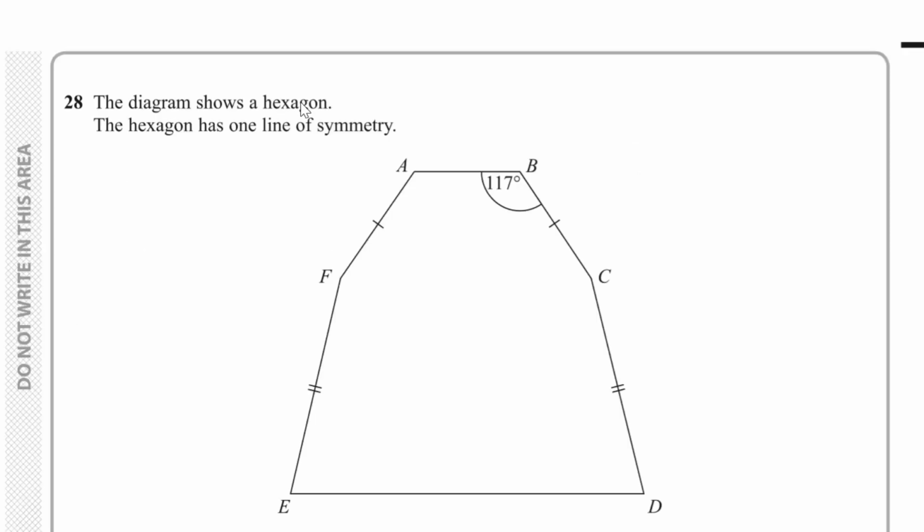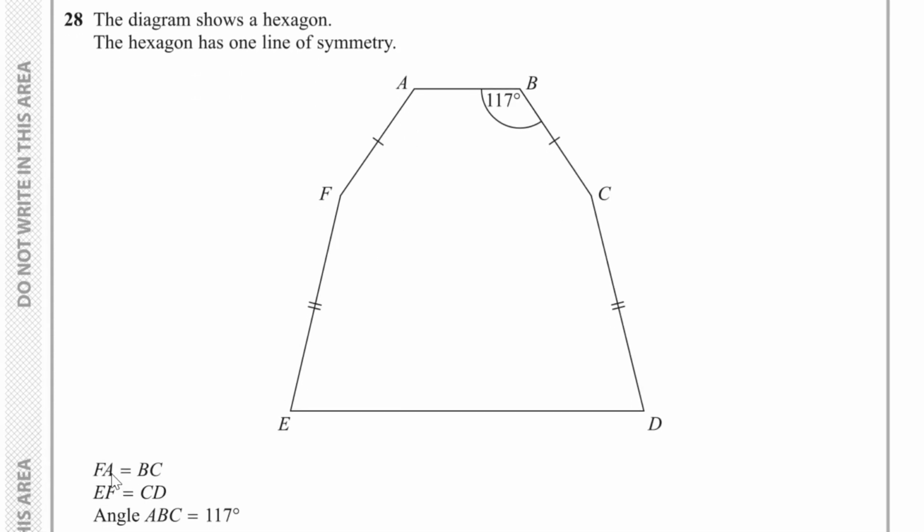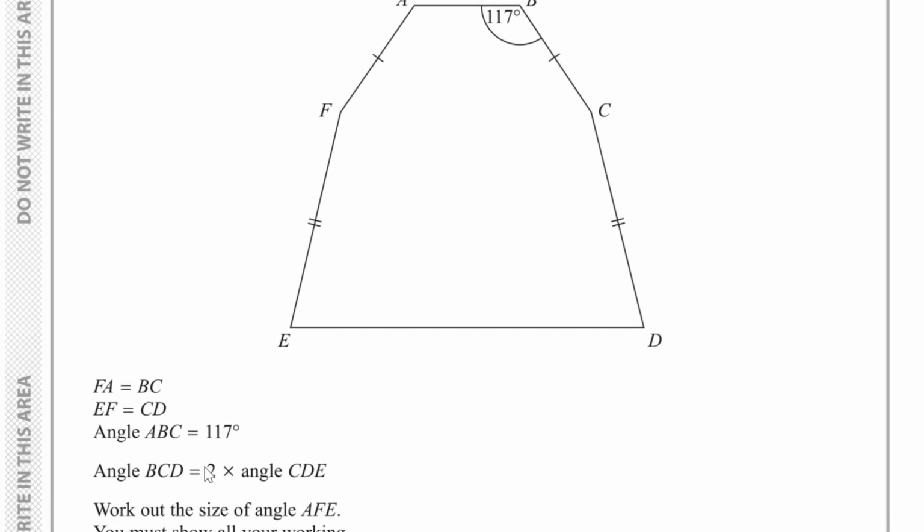Question 28. The diagram shows a hexagon. The hexagon has one line of symmetry, and FA is equal to BC, EF is equal to CD, and the angle ABC is equal to 117. We're also given that the angle BCD, that's this angle here, is twice the angle CDE, that's this angle here. We have to work out the size of the angle AFE, that's this angle here. You must show all your working.